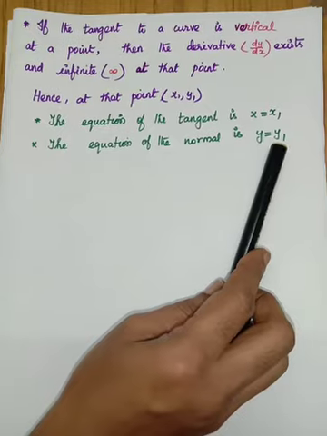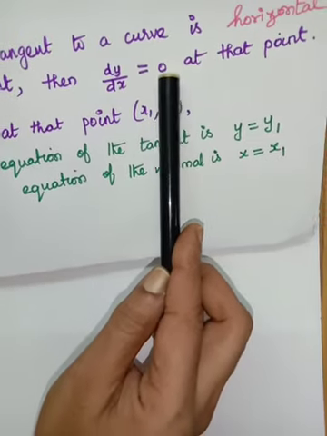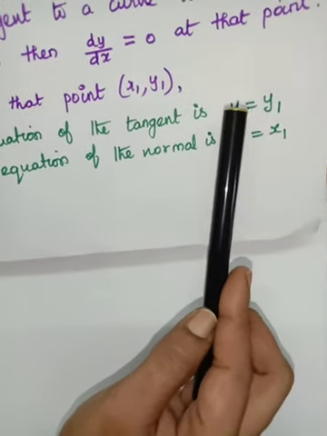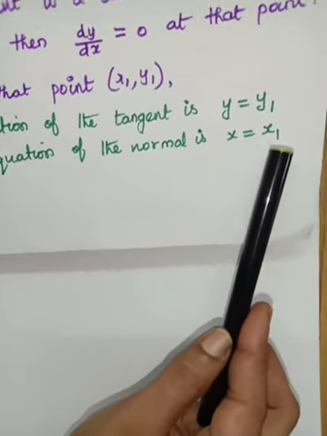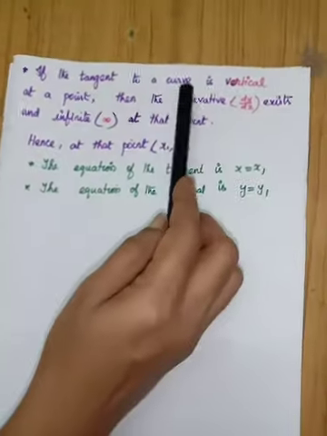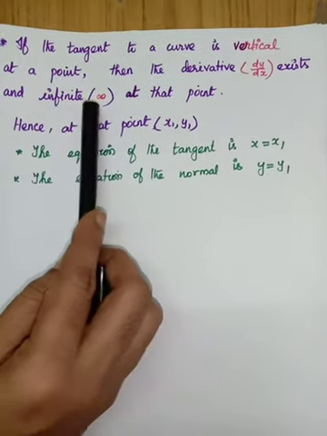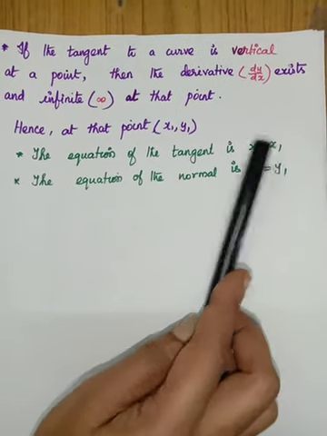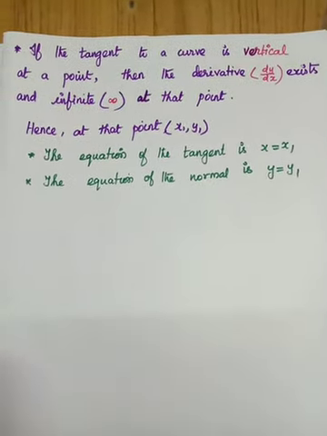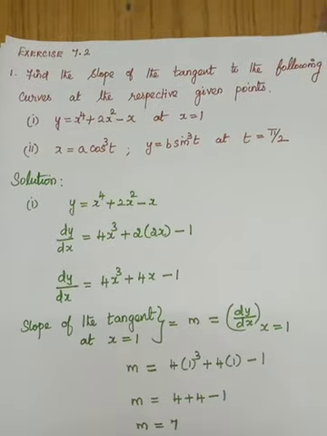You see that the tangent is horizontal. Your dy/dx at that point is 0. Then the equation of the tangent is y = y1, and the equation of the normal is x = x1. If the tangent is vertical, your dy/dx is infinity. The equation of the tangent is x = x1 and the equation of the normal is y = y1. Now we are moving to the problems.